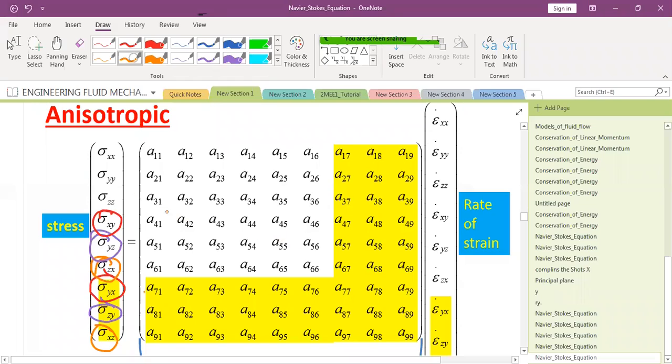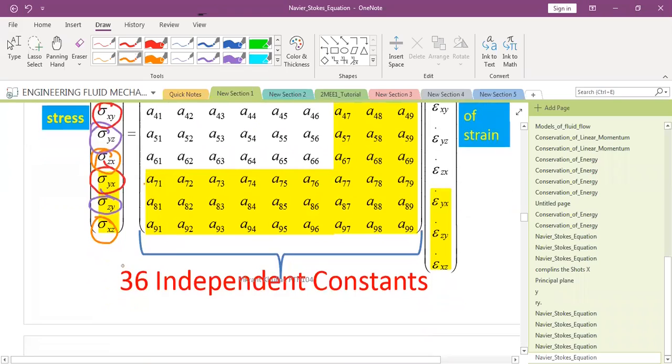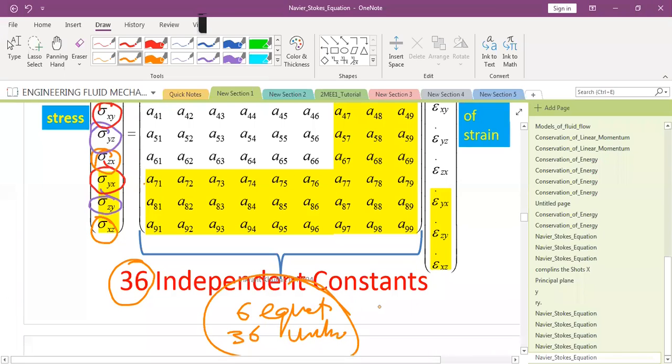So how many independent constants do you require now? On the left hand side you have a 6 into 1 matrix, others are dependent. Here also 6 into 1. So the matrix should be 6 into 6. So how many independent constants do you require now? 36. How many equations do you have? 6 equations, 36 unknowns. Still it is unsolvable. So what else could we do? Think about it.